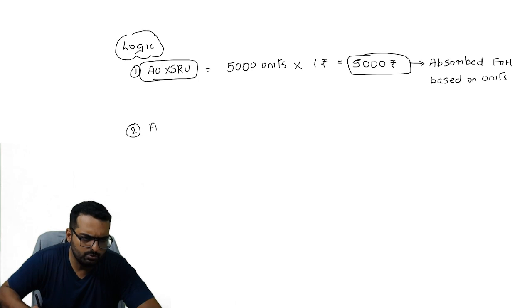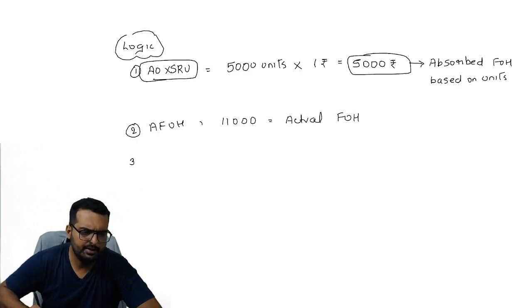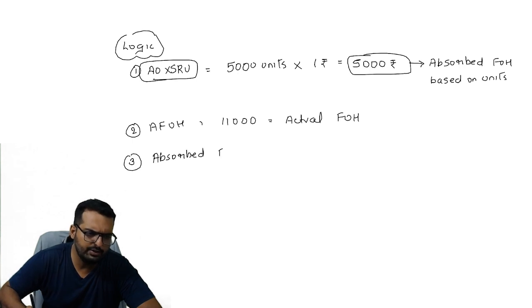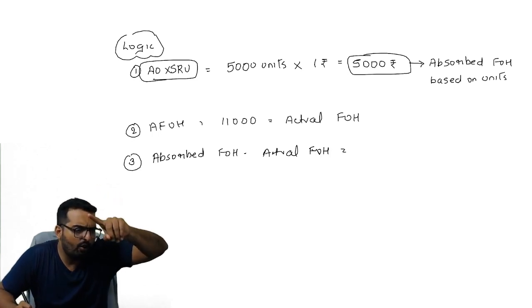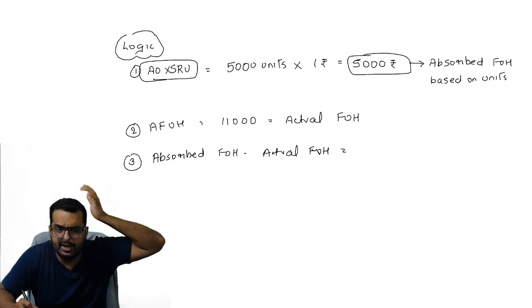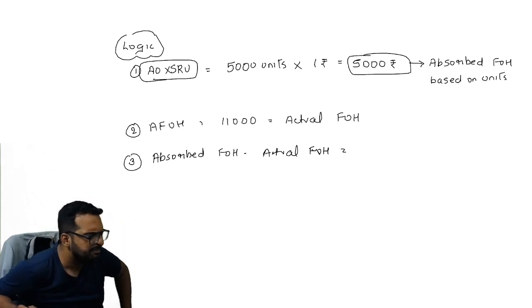Point number two, AFOH was 11,000. This is nothing but actual fixed overhead. Everyone tell me now, if I do absorbed fixed overhead minus actual fixed overhead, I will get under absorbed overheads or over absorbed overheads. Have you learned this part in your class, friends, in your inter-level classes?